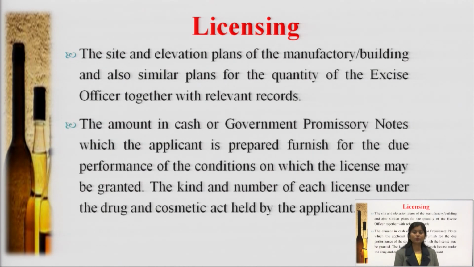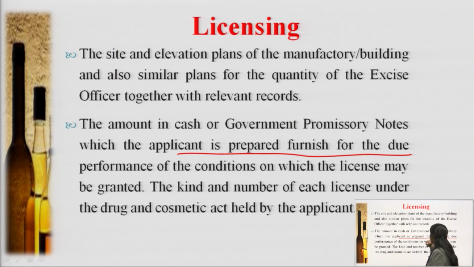The site and the elevation plans of the manufactory building, and also similar plans for the quarters of the excise officer, together with relevant records, should be maintained. That is, every minute transaction has to be recorded on paper and maintained while inspections are being carried out. Also required is the amount in cash or the government promissory note which the applicant is prepared to furnish for the due performance of the conditions on which the license may be granted.